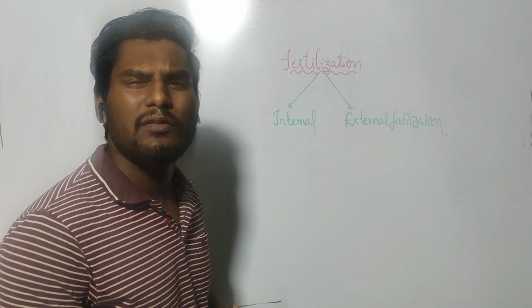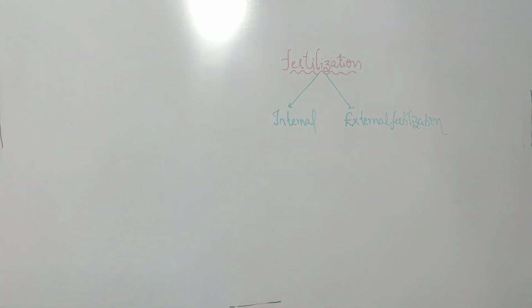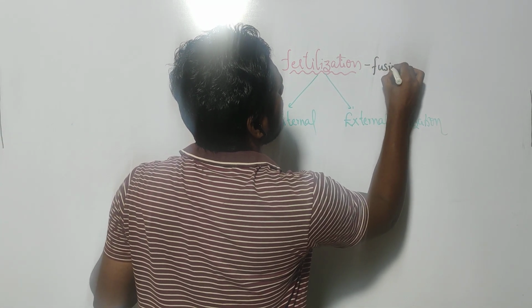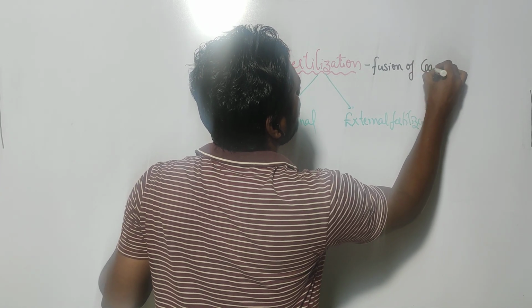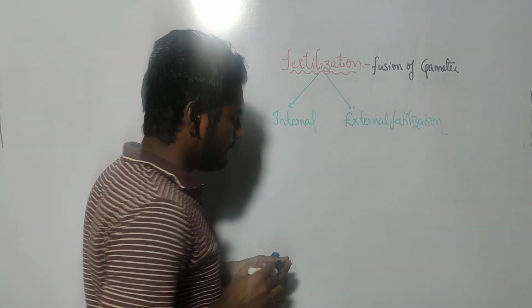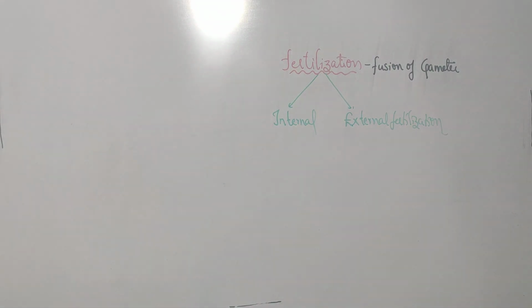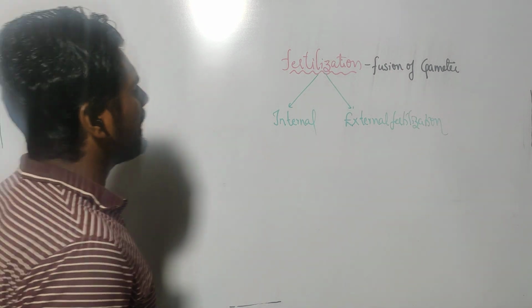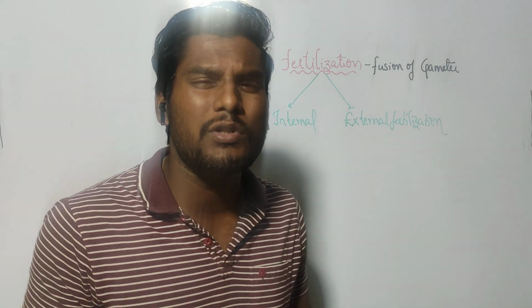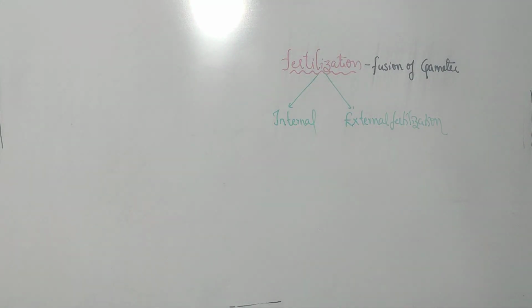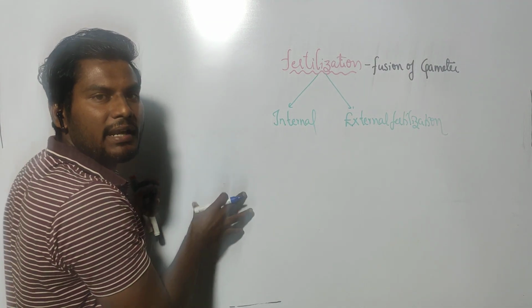What is internal fertilization? For example, I can say that. Internal fertilization means what? Fusion of gametes, male gamete and female gamete. The fusion of both male and female gamete, we call it fertilization. Where they are fusing: if they are fusing inside of the body, internal fertilization. If they are fusing outside of the body, external fertilization. That's all.